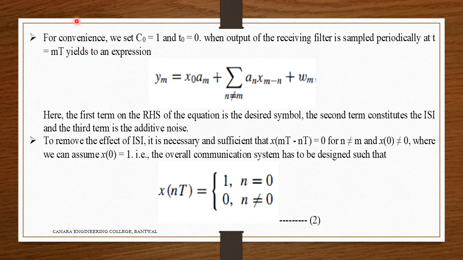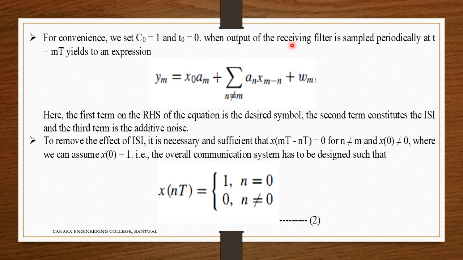Now for convenience we set c0 equal to 1 and t0 equal to 0, when the output of the receiving filter is sampled periodically, as we have derived there. The concept of lecture 1 is utilized in lecture 2, and lecture 2 is utilized in lecture 3, so they are all interrelated. Sampling periodically at t = mT yields the expression ym = x0 am + the summation over n not equal to m of an x(m-n) + wm.